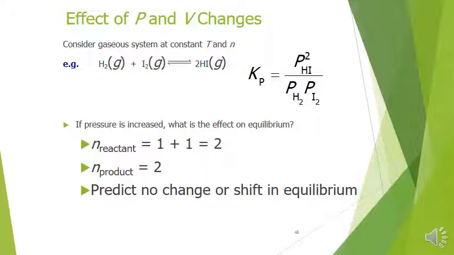Here's another example. Again, we increase the pressure. If you notice, the number of particles is the same: there are 2 particles on each side, 1 plus 1, and 2 over here. Therefore, the pressure on both sides is going to stay the same, and there's not going to be any shift in equilibrium.